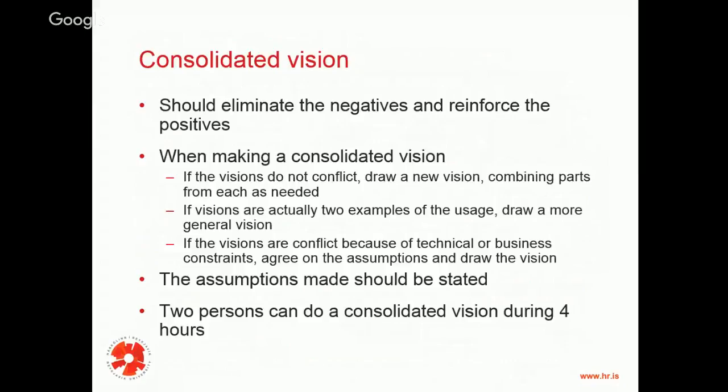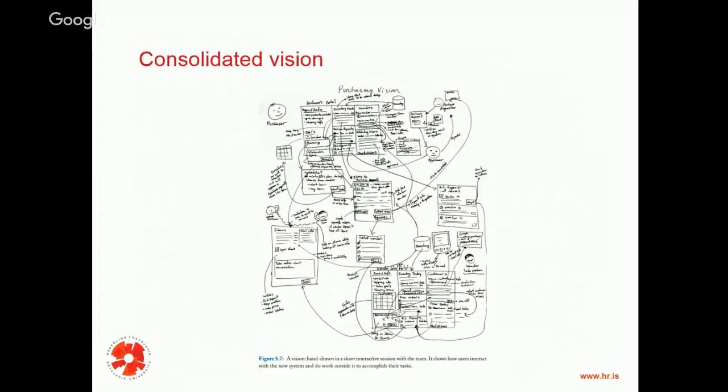They say 2 persons should be able to do a consolidated vision in 4 hours. This is directly from the book. The authors of the book are very practical. They are working in the industry, and they give you advice like this because they have been using the methods themselves. Okay, so this is an example from the book, or from the authors at least, I think.